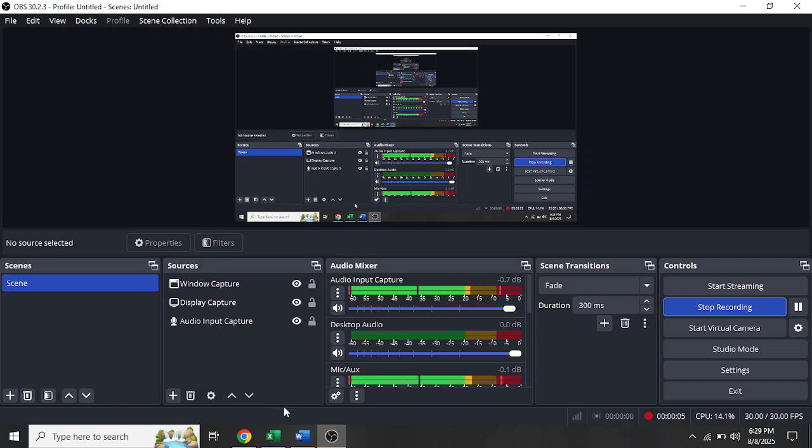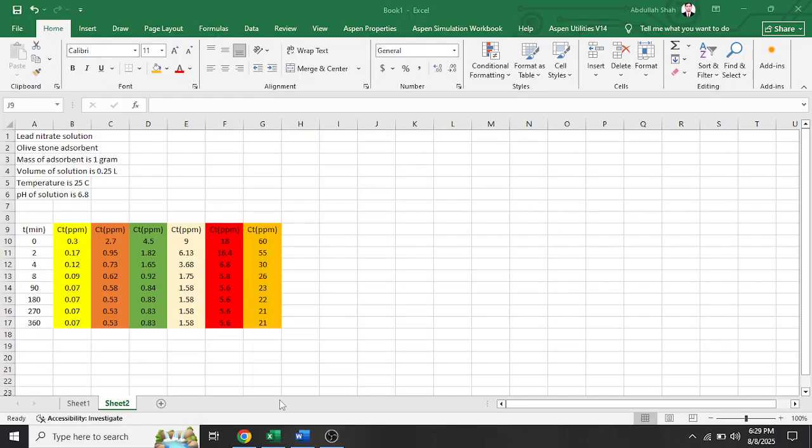In this lecture, we will discuss the adsorption of lead ion with the help of olive stone adsorbent. The lead ion solution will be obtained from the lead nitrate salt.